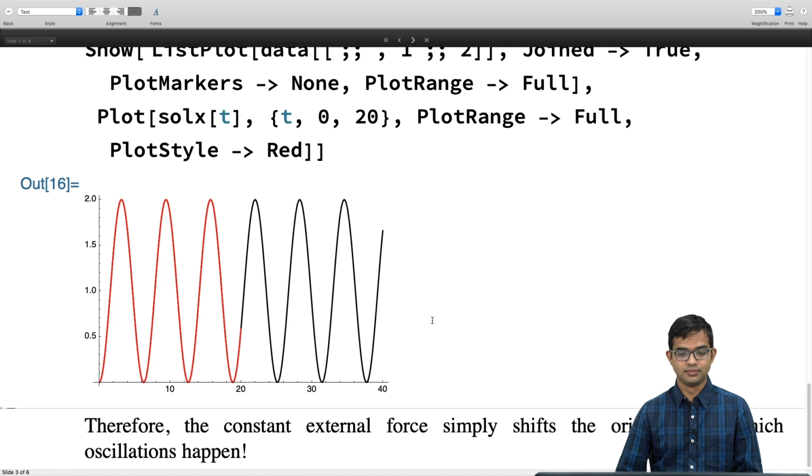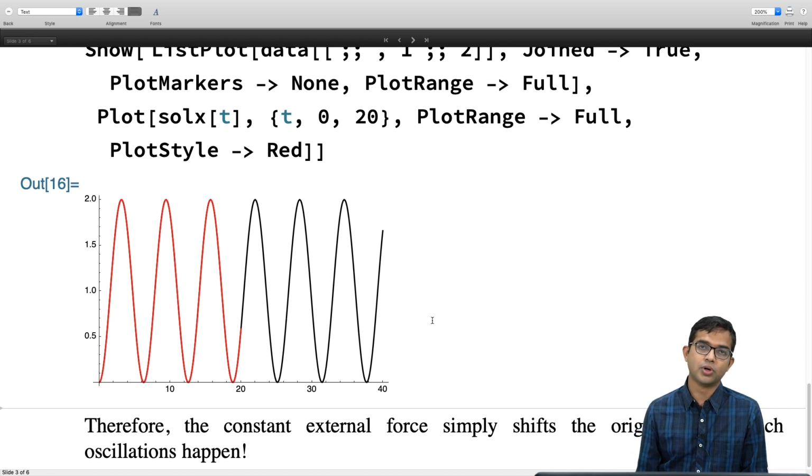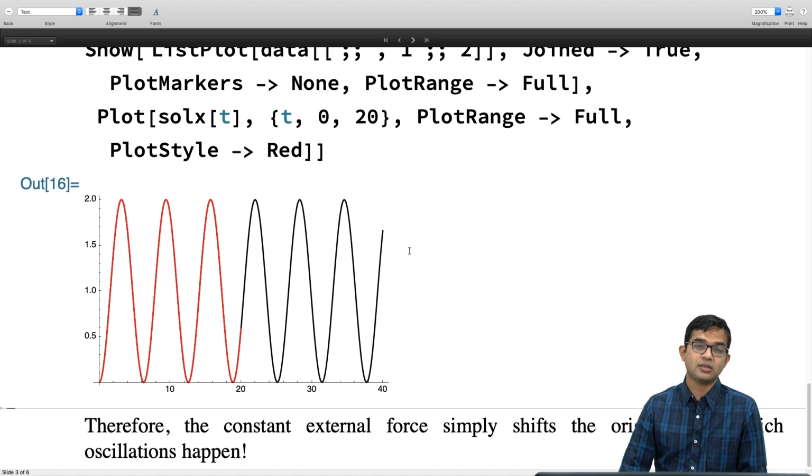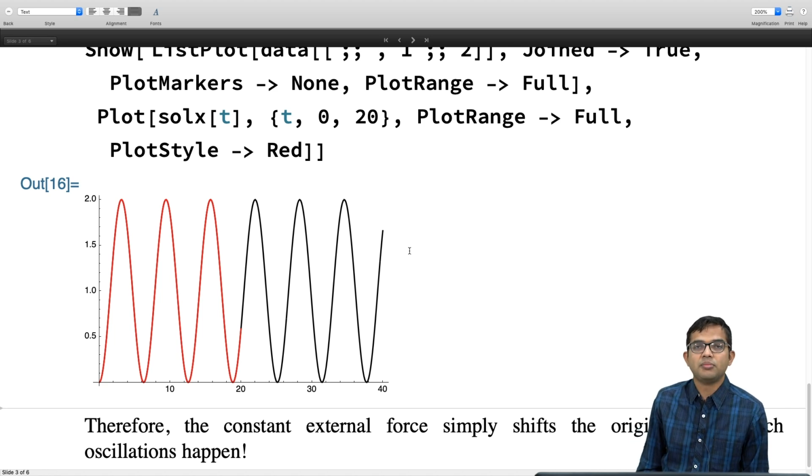So I told you to think about what will happen if you started with these initial conditions, x of 0 equal to 0 and x dot of 0 equal to 0, with f0 equal to 0. The particle will simply remain at the origin forever. So it's not very interesting.